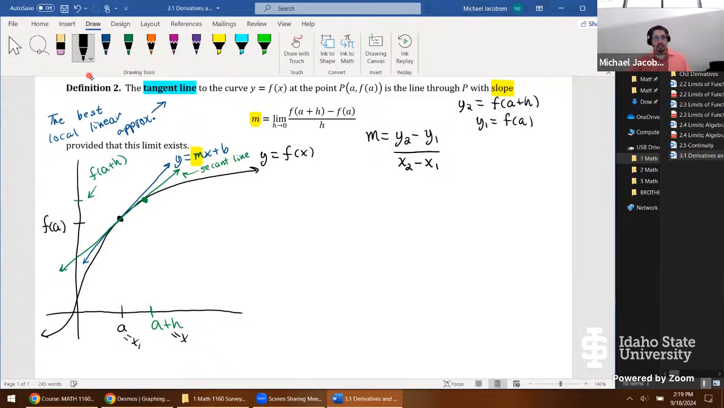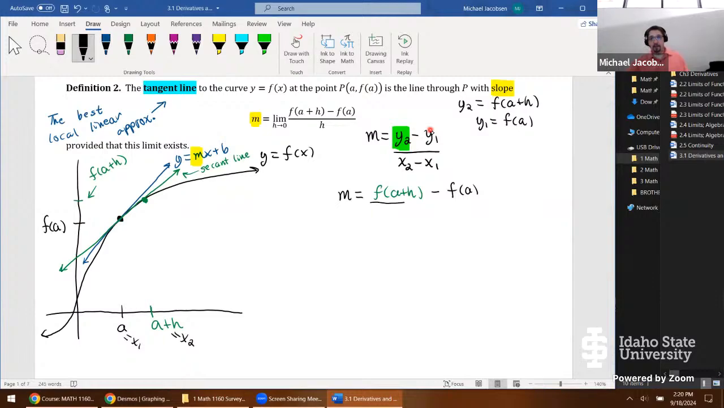A plus h is x2. So now we have everything we need to fill in the slope formula. On the next line, m turns into, first it's this f of a plus h. That's coming from y2. Then minus f of a. That's coming from the second coordinate here, so the y1.